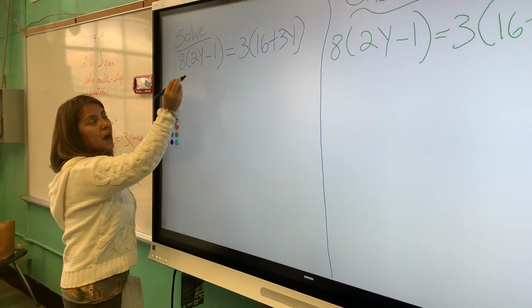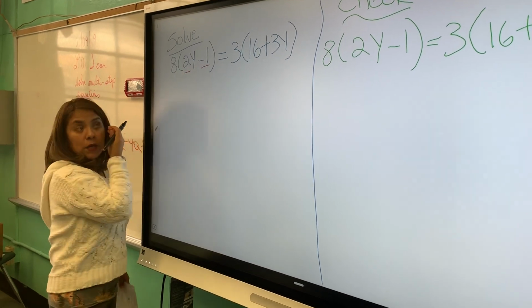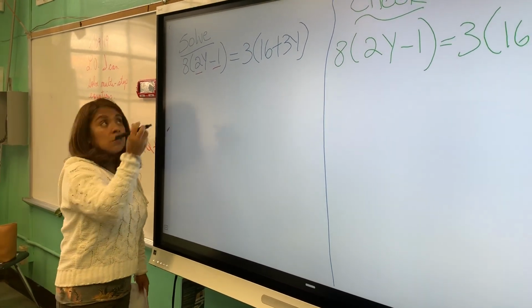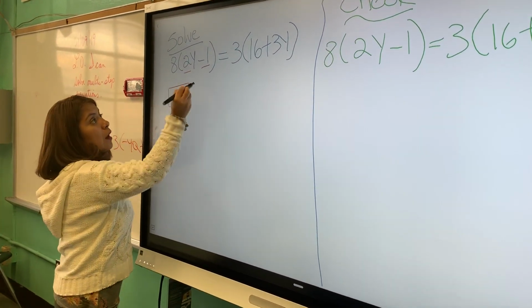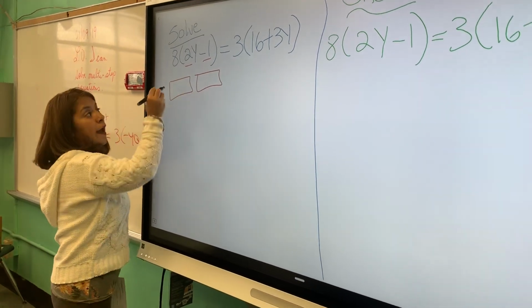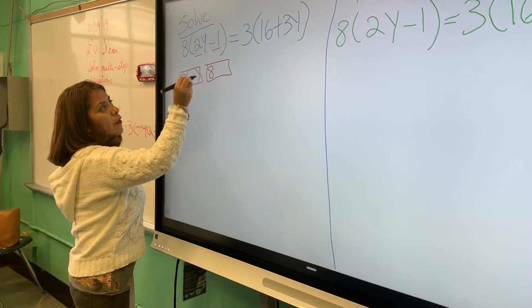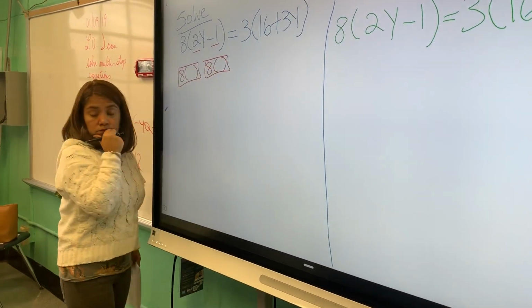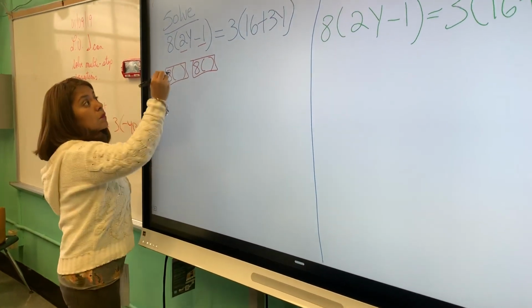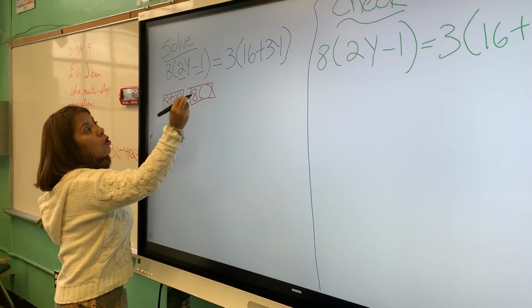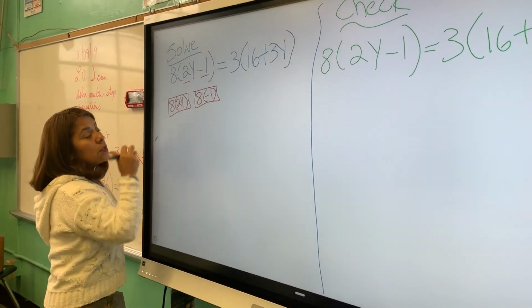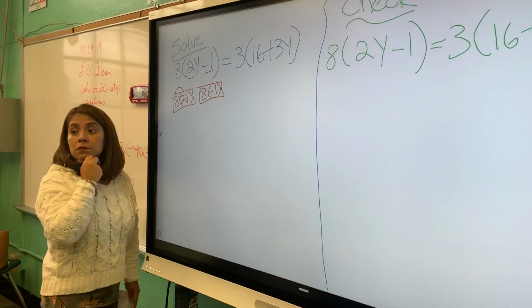How many terms do I have inside my parentheses on this one? 2. So what I'm going to do? Okay, so I have my A here, and I have my A here. What will go inside my parentheses for each of them? One of them has 2y and the other one has -1. Is that right?